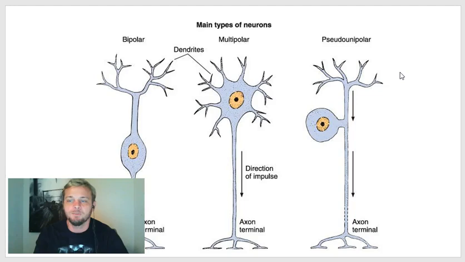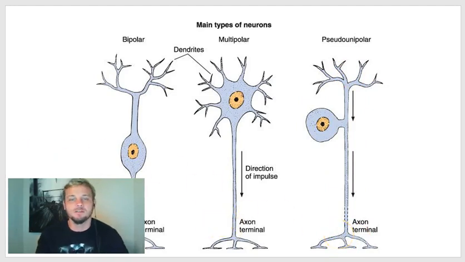And then lastly, over here is a pseudo-unipolar neuron. We say pseudo-unipolar because it's not actually unipolar. You do see that you have a soma here, so it's not like a direct one, but it's pretty direct, where you have your dendrites and almost a direct attachment to that axon.